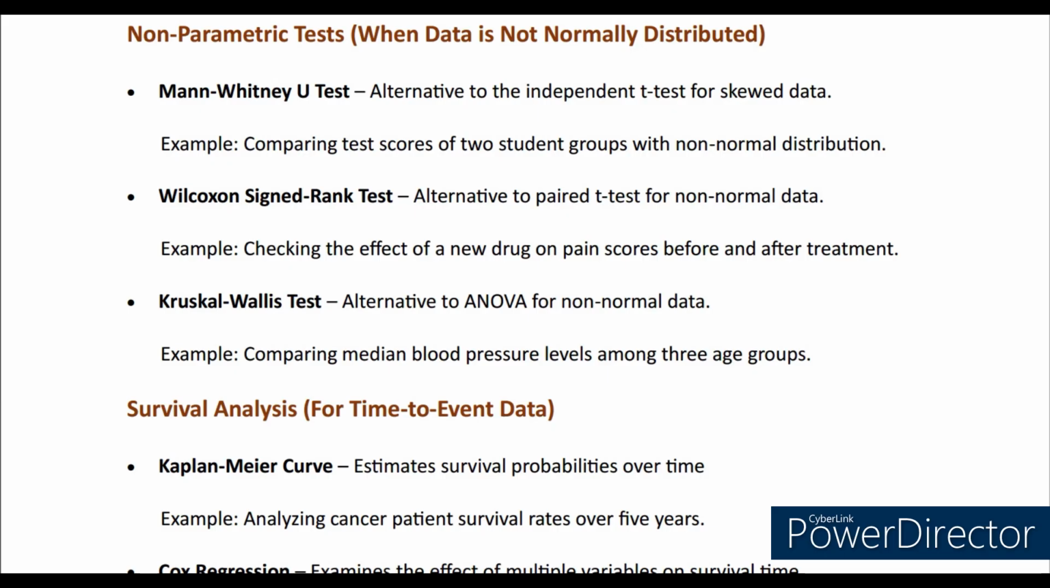And now coming to non-parametric tests, which are used when the data is not normally distributed. First is Mann-Whitney U-test. It is an alternative to the independent t-test. Next is Wilcoxon signed rank test, which is alternative to paired t-test in case of non-normal data. And the last one, that is Kruskal-Wallis test. It is alternative to ANOVA in case of non-normally distributed data.